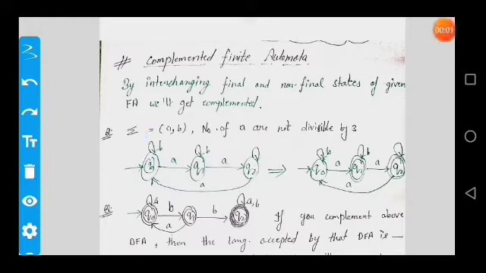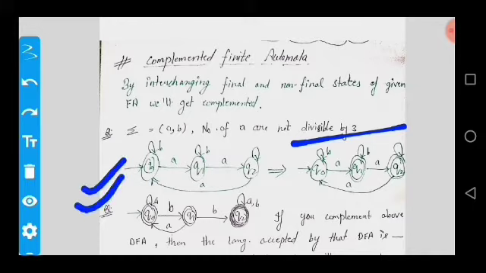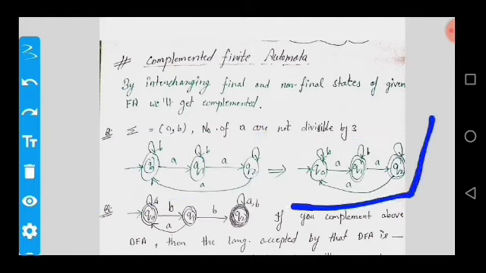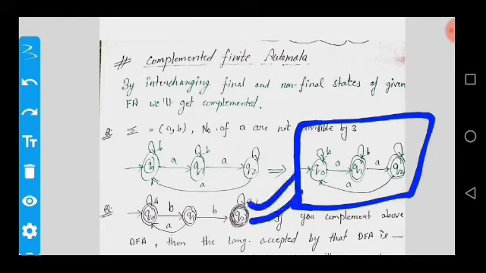In the previous session of TOC, we talked about various types of questions, such as strings divisible by 3 or 4 or other numbers. Firstly, we draw a finite automata which accepts all numbers of a's which is divisible by 3. So we got this transition diagram. After converting it into the complemented finite automata, we got this, and this represents the number of a's that are not divisible by 3.